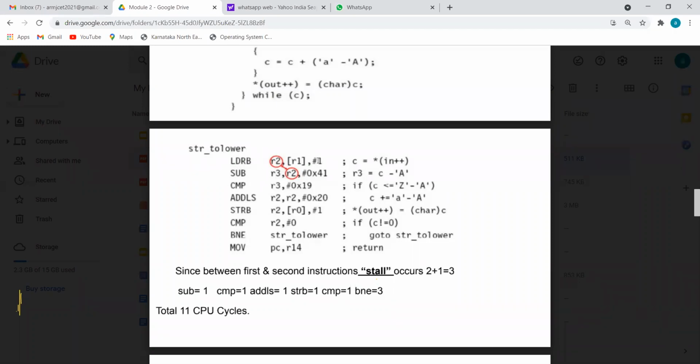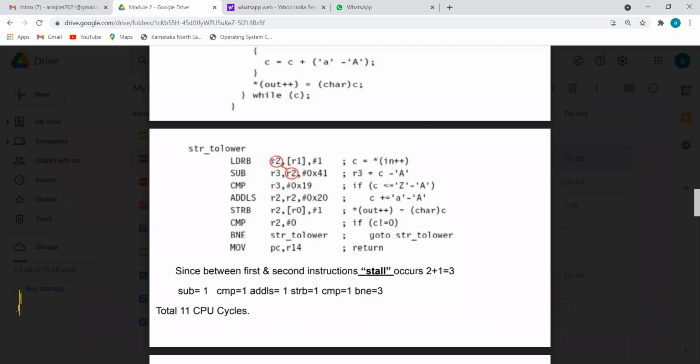Then you increment, because you are not going to stop collecting data after one signal, capital A. You are about to collect capital B and capital C. For that reason, we use post-index offset addressing.